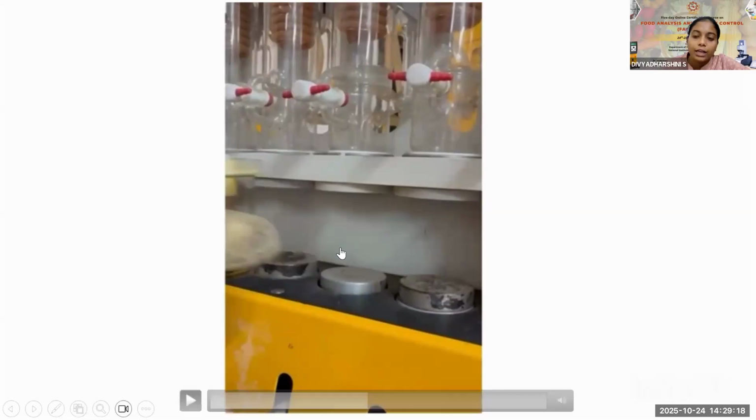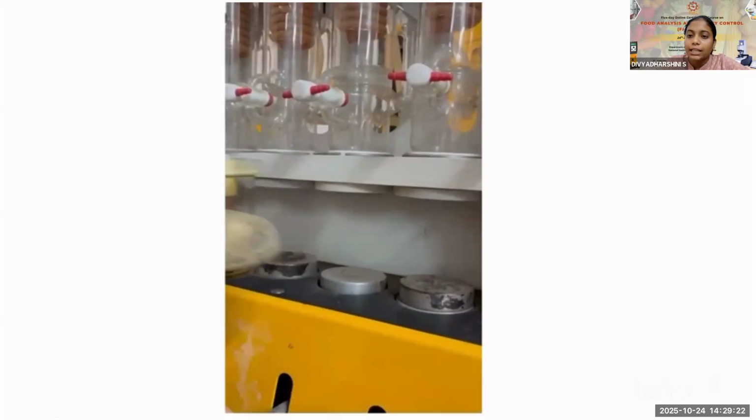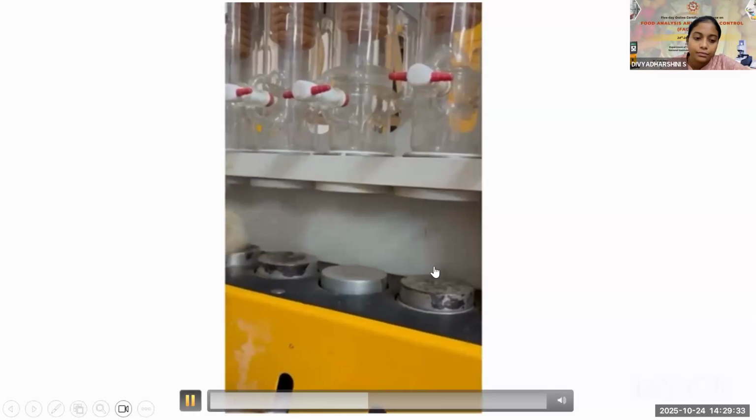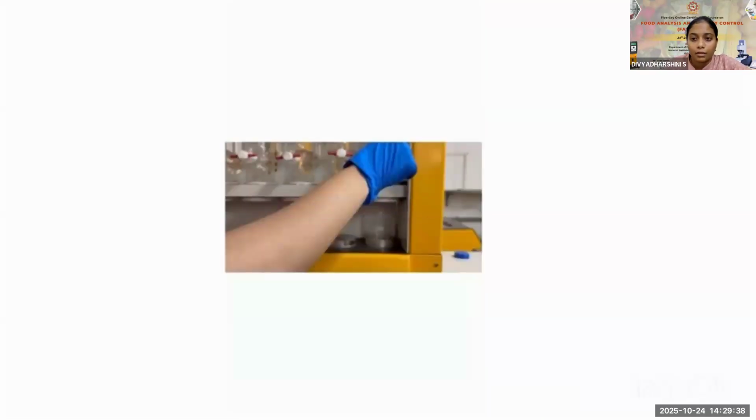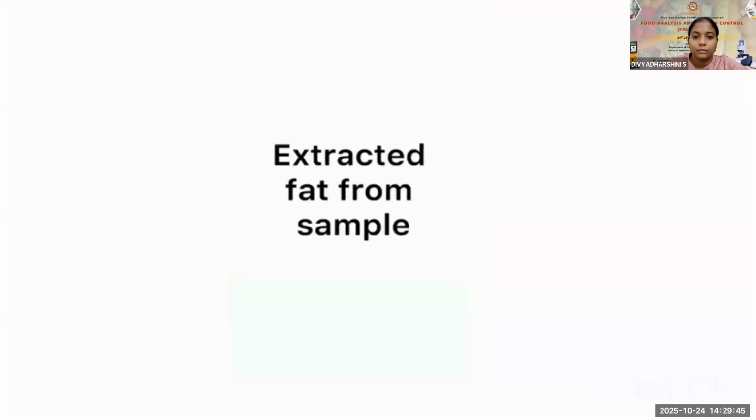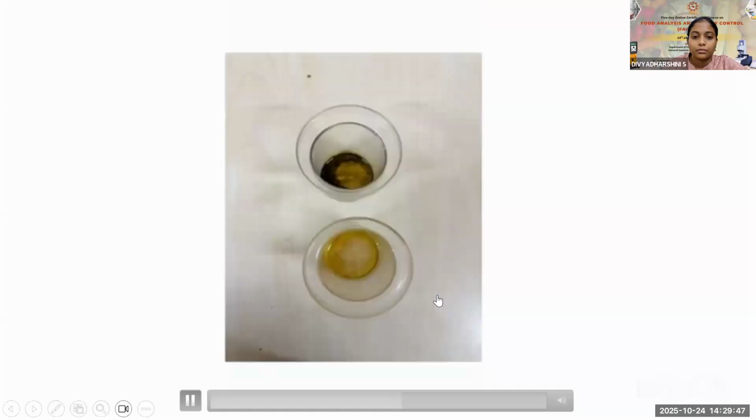Then, if the sample and the solvent are mixed, we keep that in a water oven at 30 to 40 degrees Celsius for 10 minutes so that all the solvent evaporates. So we get only the crude fat remaining in the flask. The excess solvent associated with the extracted fat moves into solvent recovery, and we can use this solvent for the same fat sample analysis. This is the extracted fat sample from the Soxhlet apparatus.